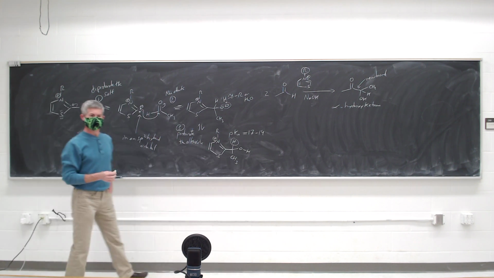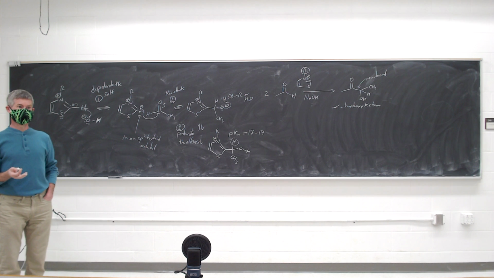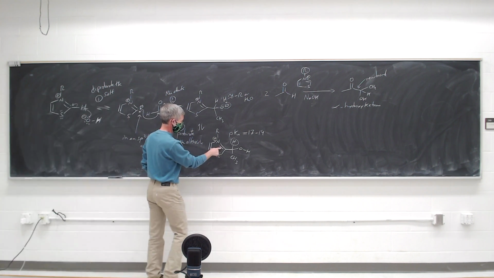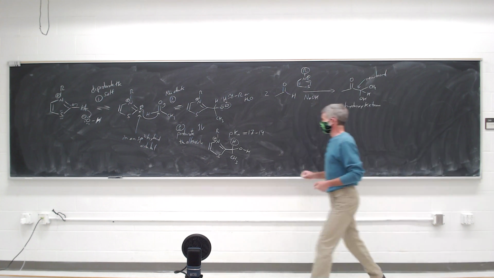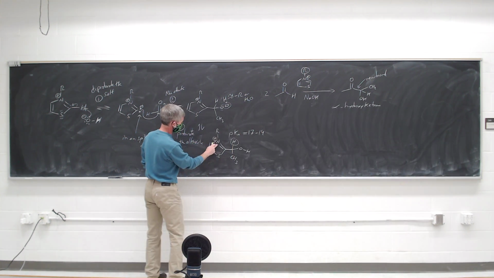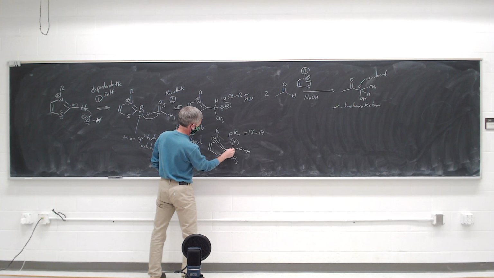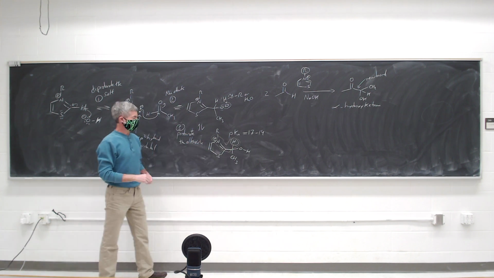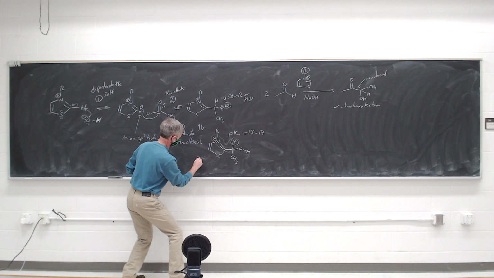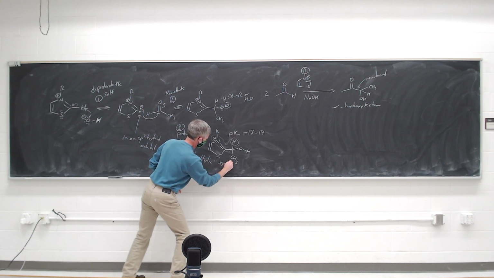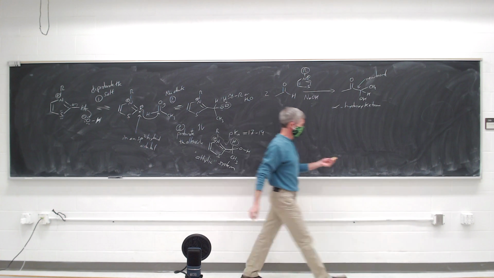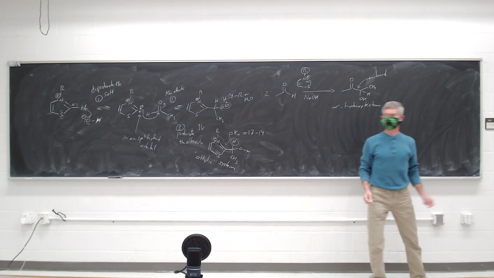aldehyde hydrogen. It was not acidic when it was the aldehyde hydrogen, but now notice that it's adjacent to a pi bond. And not only is it adjacent to a pi bond, it's adjacent to a pi bond that has nitrogen on the other side. So that's basically an allylic system. And you know that hydrogens in allylic positions are more acidic.